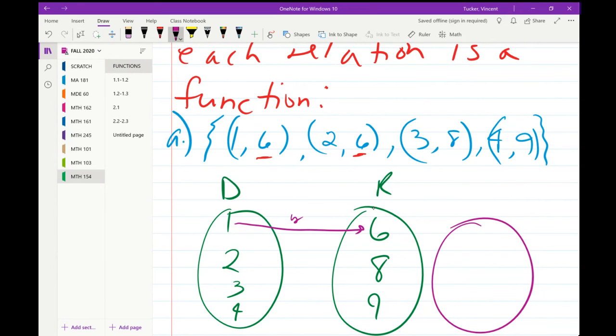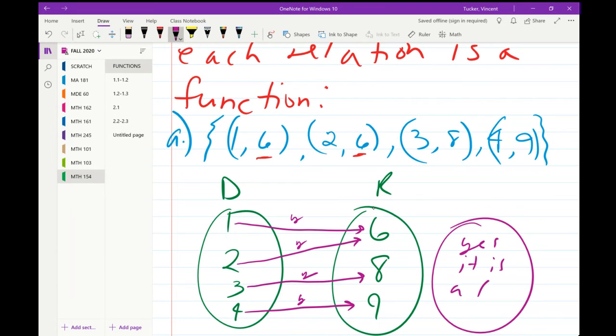The answer is yes. Two, does two go to exactly one element in the range? Yes. Even though two goes to the same one that one goes to, we're not looking at them together. We're looking at them individually. Does one go to one element? Yes. Does two go to one element? Yes. Does three go to one element? Yes. Does four go to one element? Yes. So that means yes, it is a function.